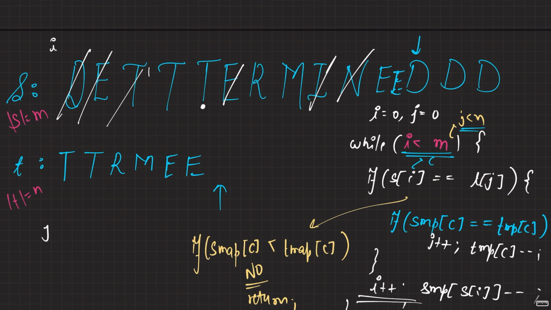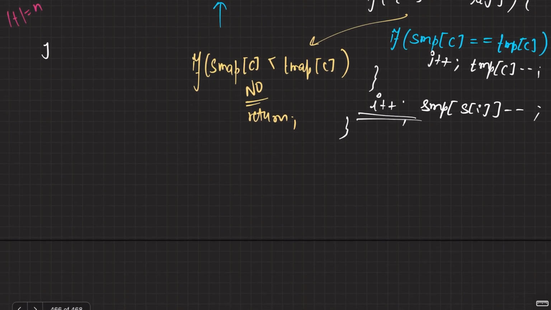So let's say in this case, these two things can happen, right? In the end, you can just check one thing. If j is equal to n, or basically t dot size, you can see the entire string was matched. Then you can print yes.